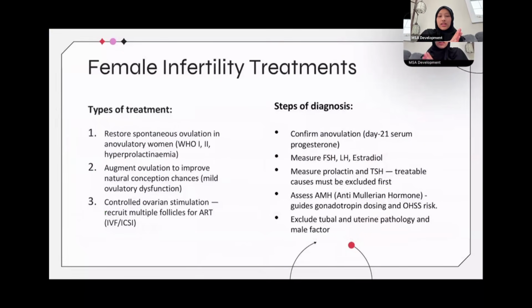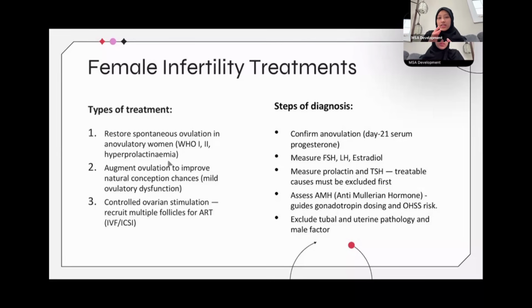Now, female infertility, the types of treatment is to, again, restore ovulation. However, the classes we will come to in a bit. Try to augment ovulation, like in PCOS, and to help the body kind of restore the signals. And then there are also other things like intracytoplasmic insemination and other methods such as IVF.